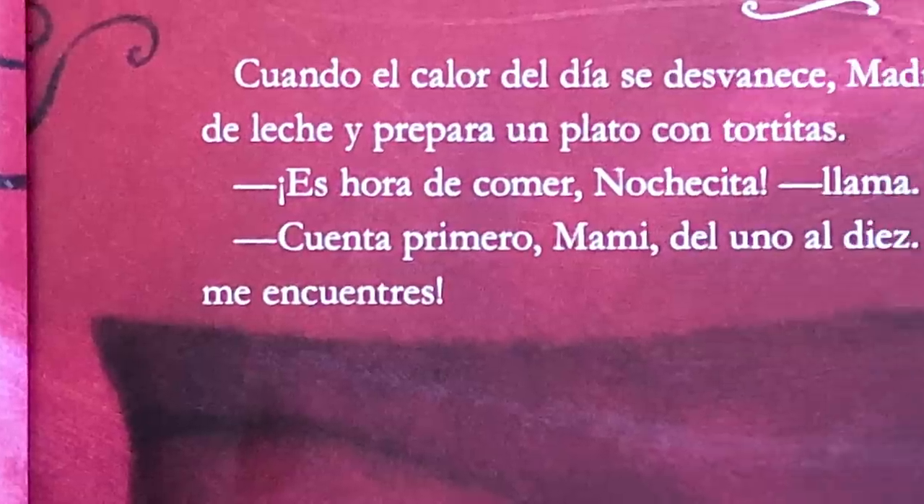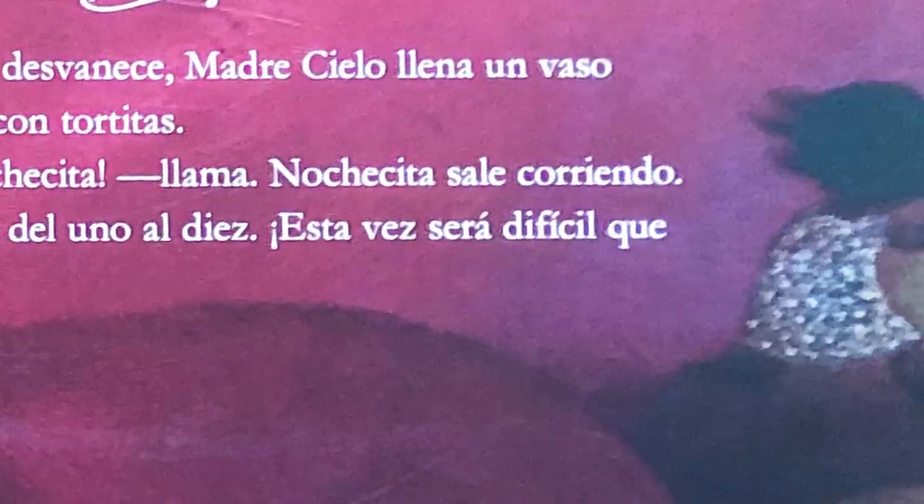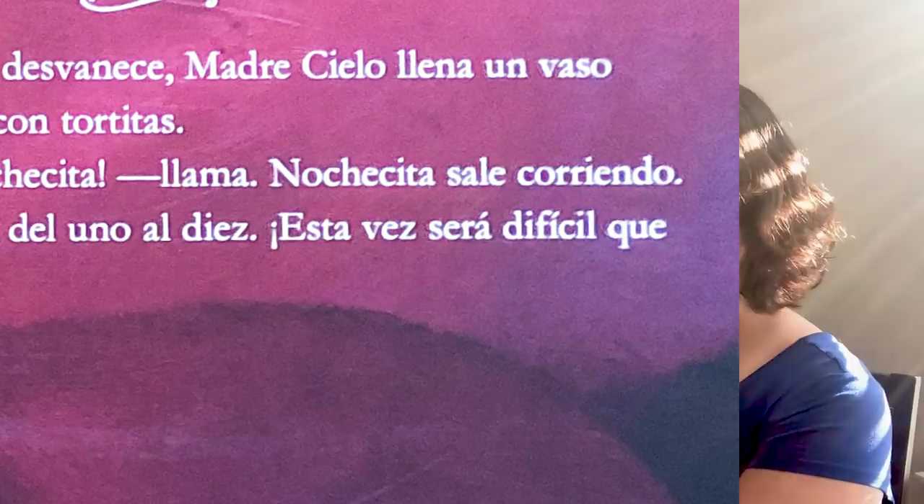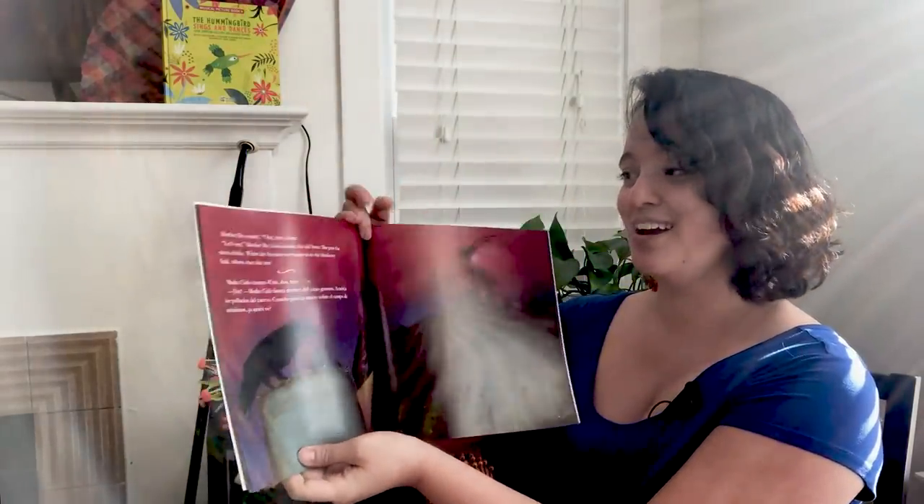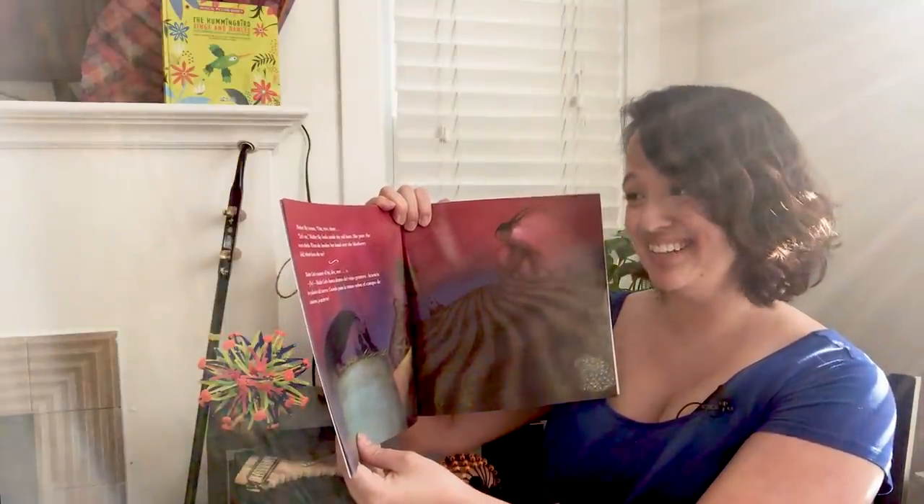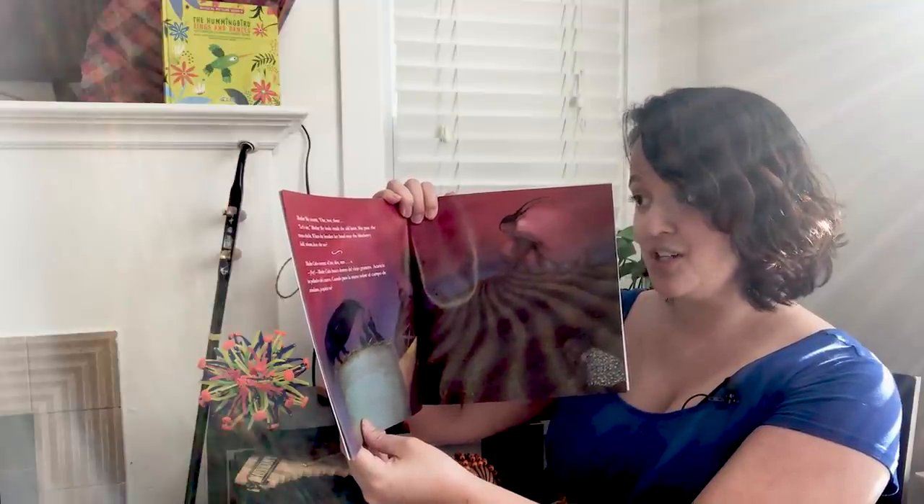As the warm of the day fades, Mother Sky fills up a glass of milk and serves pancakes on a plate. She calls, "Time to eat, Little Knight." Little Knight dashes past the table. "Count first, Mama, from 1 to 10. It is going to be hard to find me this time." Mother Sky counts. 1, 2, 3. Let's see. Mother Sky looks inside the old barn. She pats the raven chicks. When she brushes her hand over the blueberry field, whom does she see?